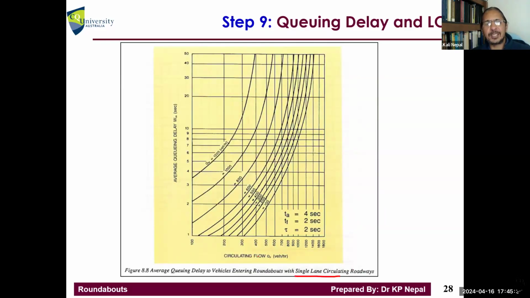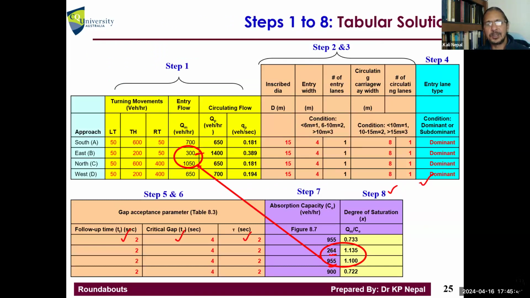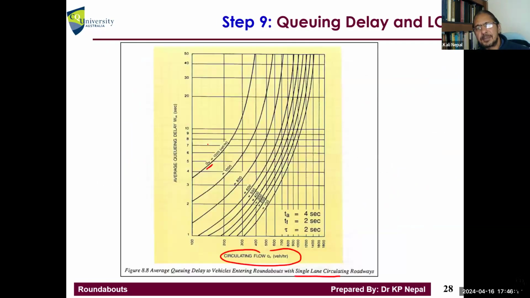What we need is the circulating flow, and we also need the entry flow, for the queue length. So let's talk about one case in our area. Let's do delay, right? Yeah, so let's do that for the south approach. So entry flow is 700. And then circulating flow is how much in vehicles per hour? Circulating flow is 650. Let's take these two things, to check one case. 700 entry flow, 650 circulating.